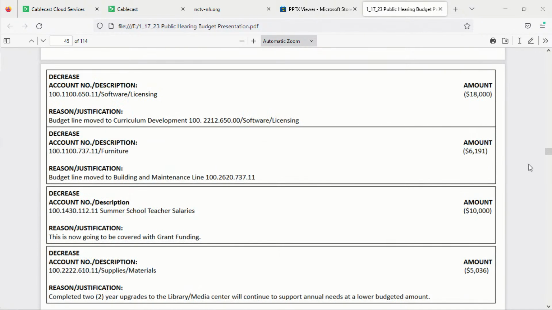For our software licensing, we moved that down $18,000. We moved that over to the curriculum development. And as for the furniture, that moved over to maintenance. You'll see that reflected in those budgets. Summer school teaching salaries reduced. This is now going to be grant funded, $10,000. And supplies and materials. We put a lot of money in the past couple of years into our media center, and if you've gone in, you'll see the big changes. So we're at a point where we don't need to keep adding to that. We'll see how it goes and reflect down the road. But right now, that's a decrease of $5,036.